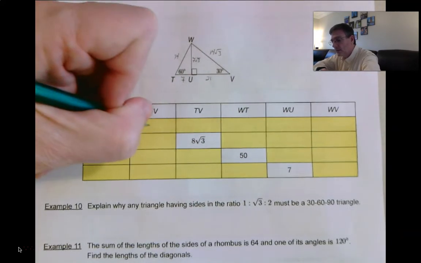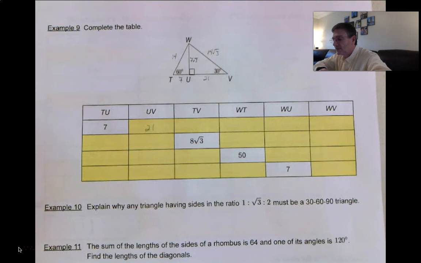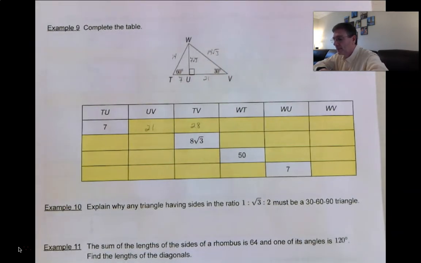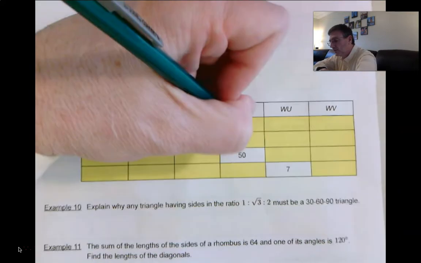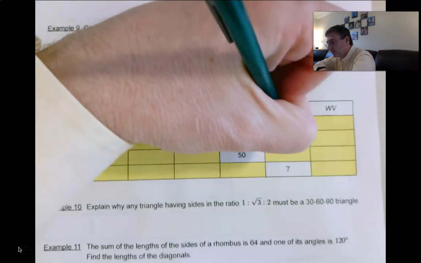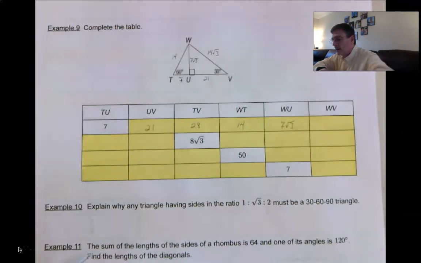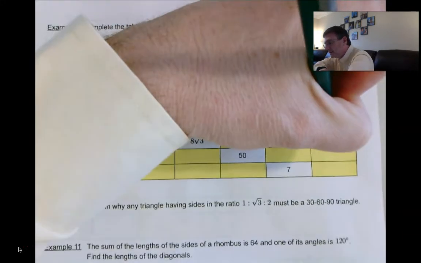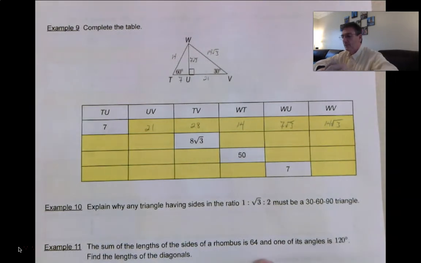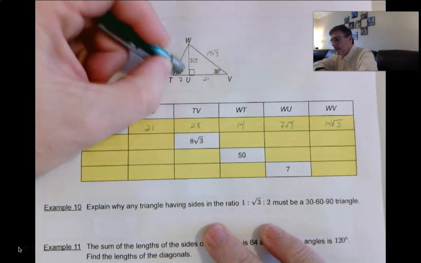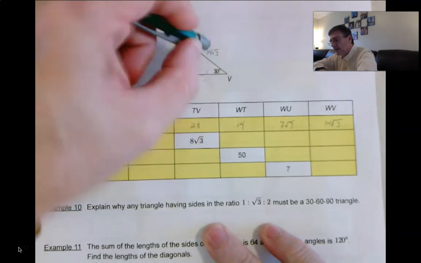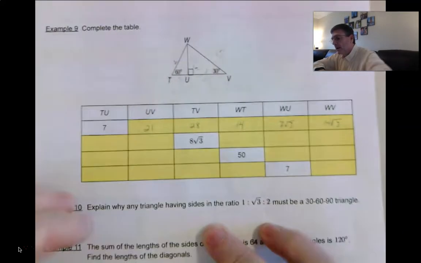UV is 21. TV is 28, 7 plus 21. WT is 14. WU is 7 square root 3. WV is 14 square root 3. Okay. These relationships are going to work every single time for all of these, no matter what.